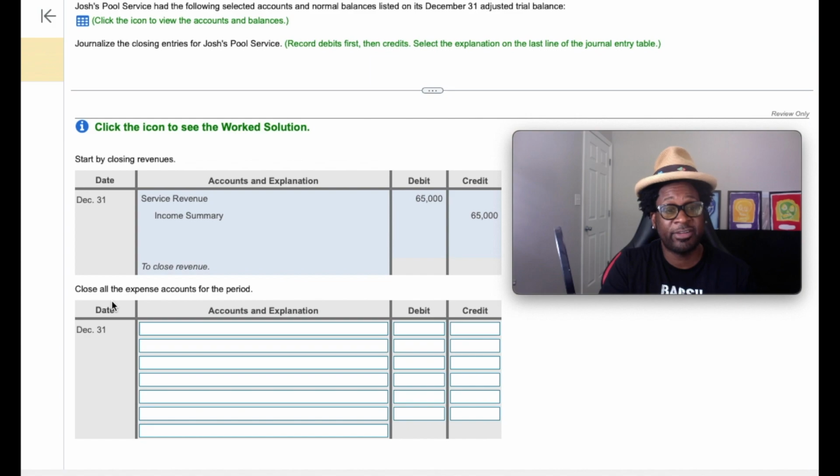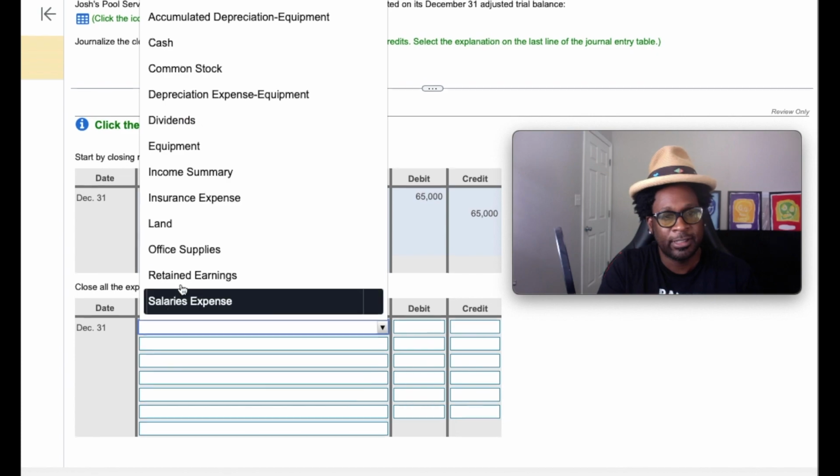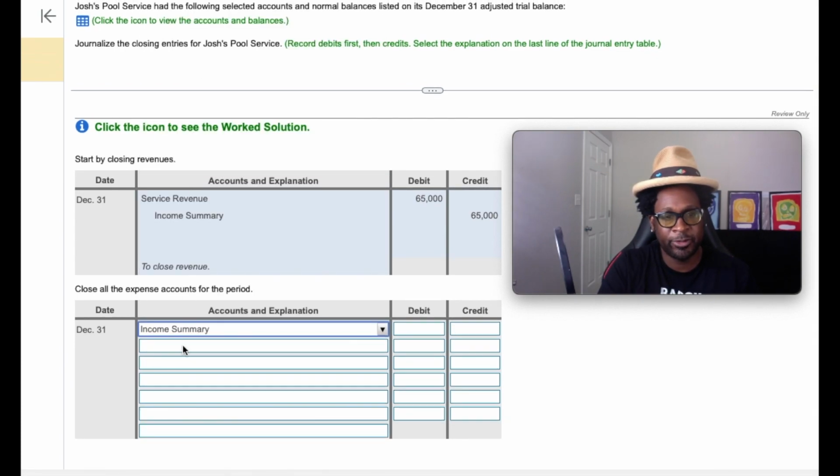Next, we're going to close out each individual expense into income summary. Gang, our normal balance for our expenses sits on the books on the debit side. So in order to close each one of those particular accounts out to zero, we're going to credit our expenses. And what are we going to debit? Income summary. So let's debit our income summary, and we're going to credit each one of those individual expenses.